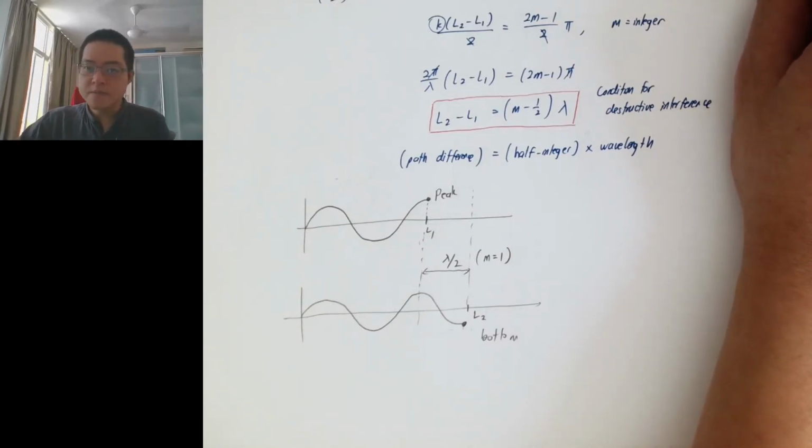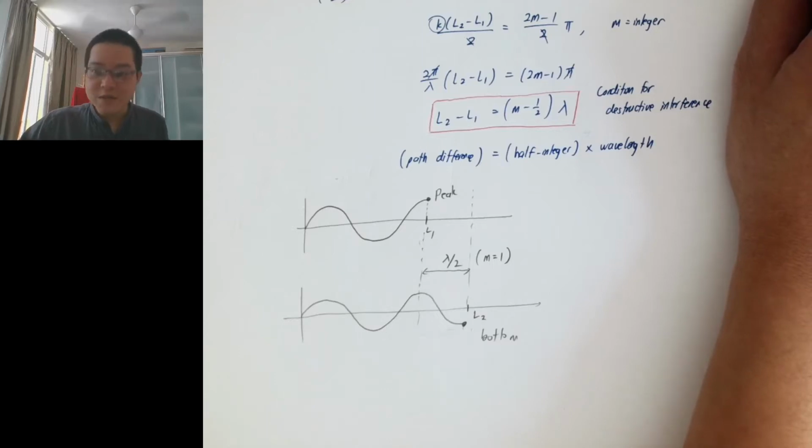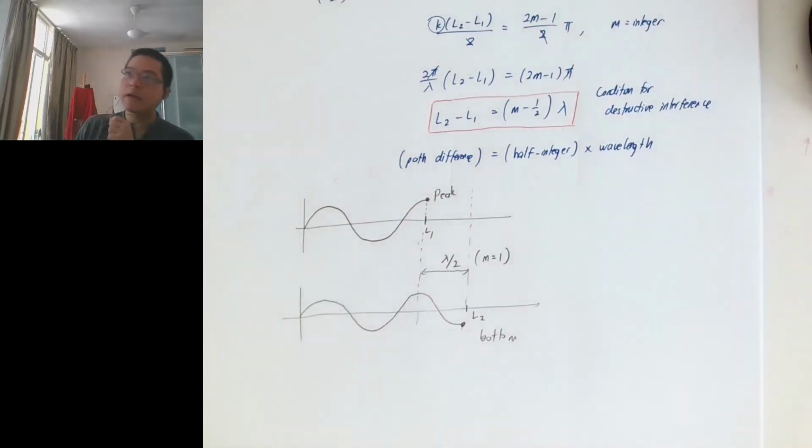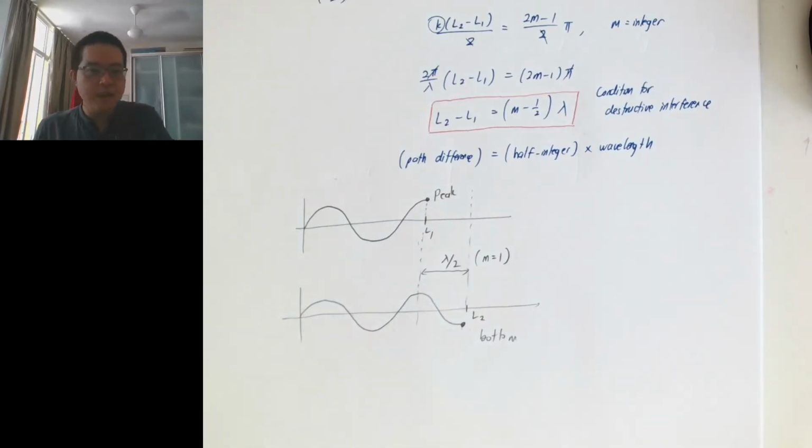Light bulb? No. So that's the thing. For a light bulb, the light coming from it has a range of frequencies, and it does not satisfy our condition. So you can't use a light bulb.